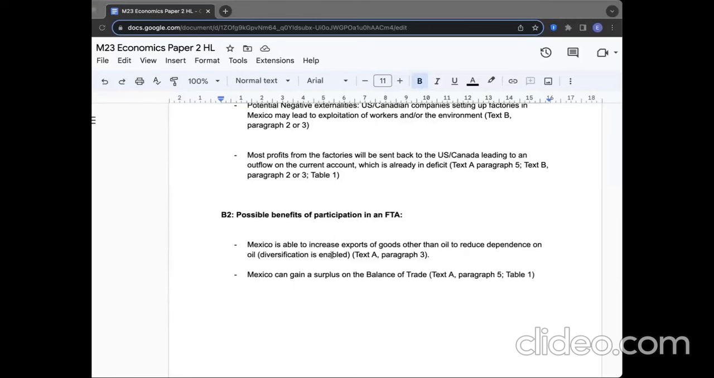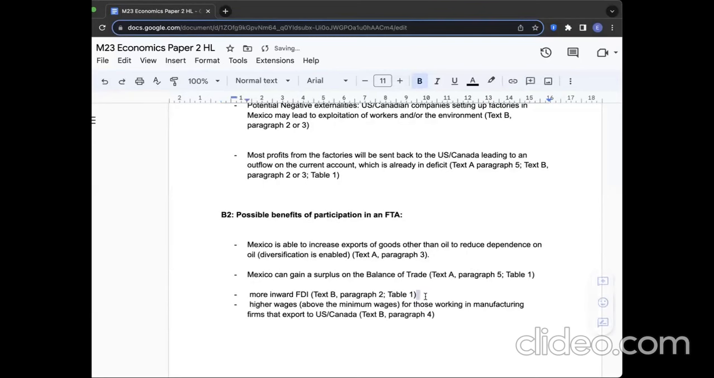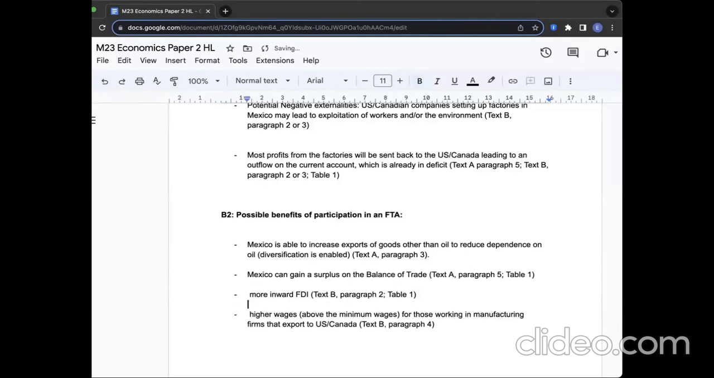Thirdly, more foreign companies are operating in this country, building factories or starting new businesses, which means higher FDI. And foreign firms operating in this country will hire more people. And overall, the US and Canada provide higher wage levels compared to the country itself. So the wage level can be higher.